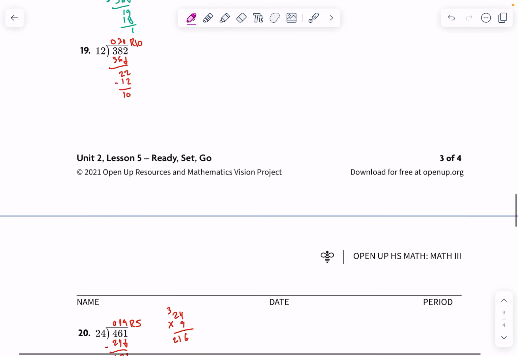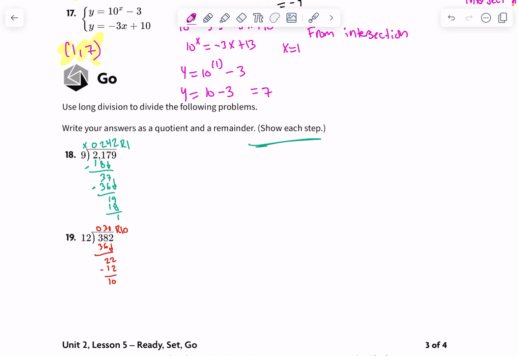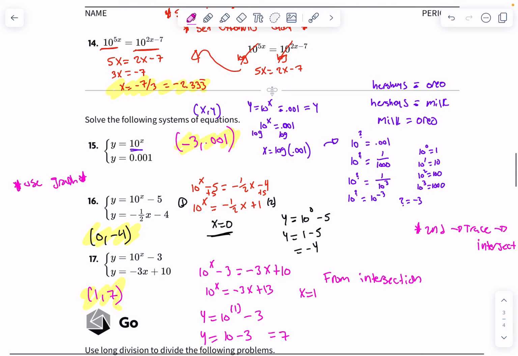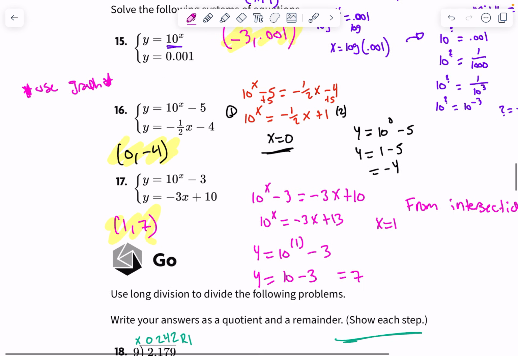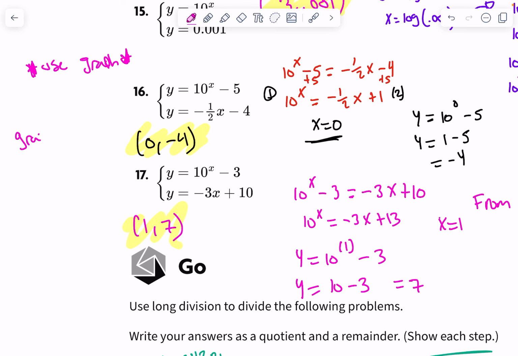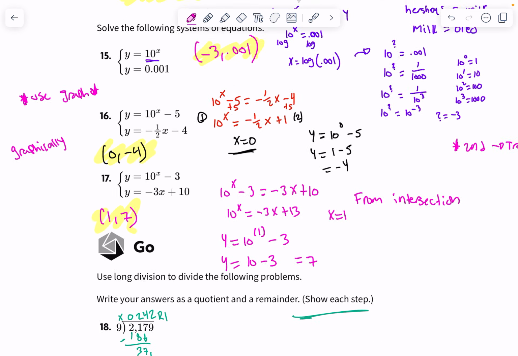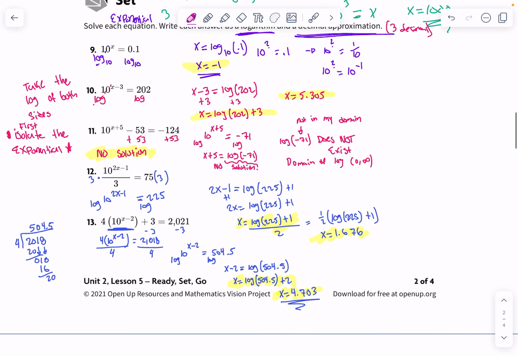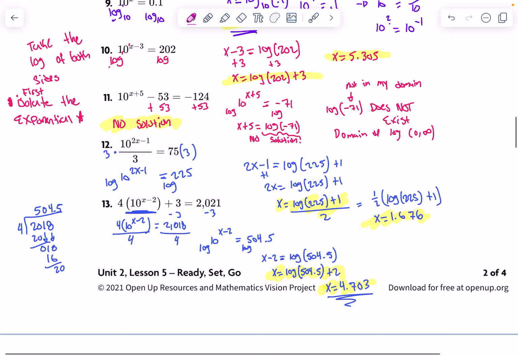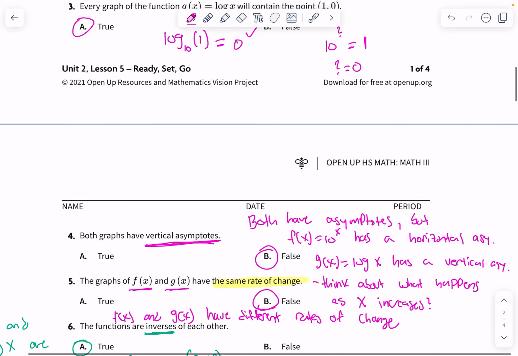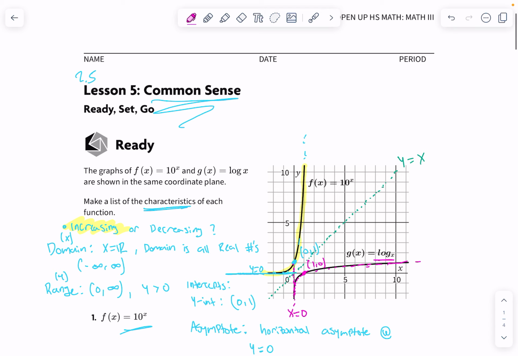Okay. So these last ones, pretty straightforward. We're doing long division. Make sure you practice and make sure you know how to do that. It helps a lot sometimes. These systems of equations, right? So you're trying to solve for both x and y. I set them equal to each other. I graph them, right? So I did these graphically. Everything else here, I take the log of both sides, right? So you want to isolate the exponential and then you take the log. Okay. I hope that was a little bit of common sense, as the lesson name states, okay?